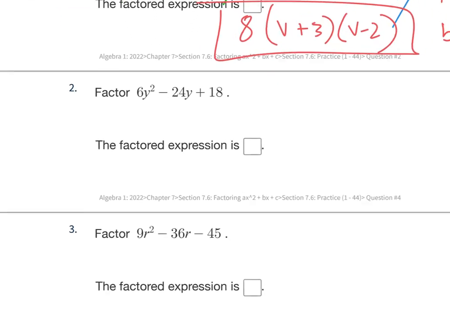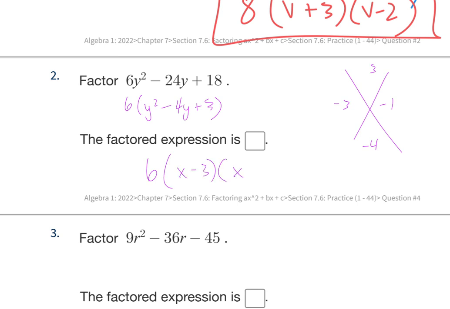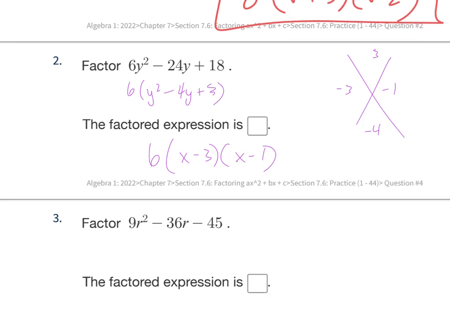Factor this. Oh, look, they have a 6 in common. 6y squared minus 4y plus 3. So we have 3 and negative 4. That's minus 3 minus 1. So our answer is 6 times x minus 3, x minus 1.